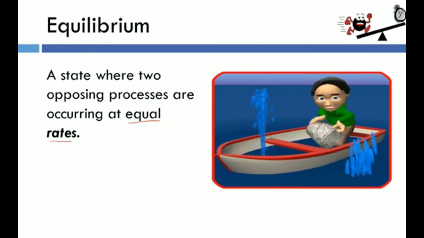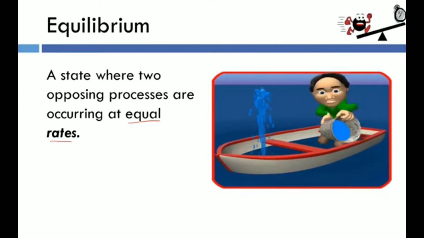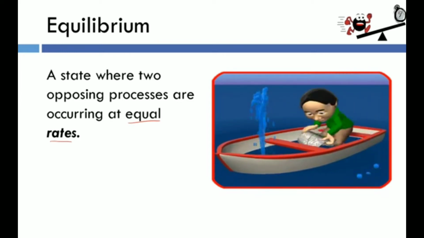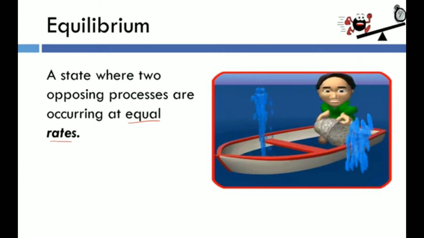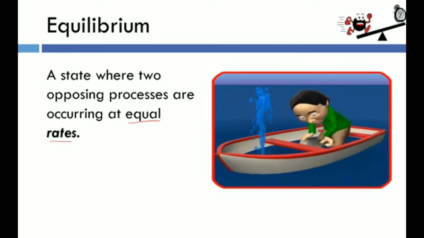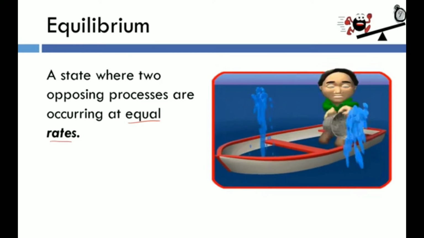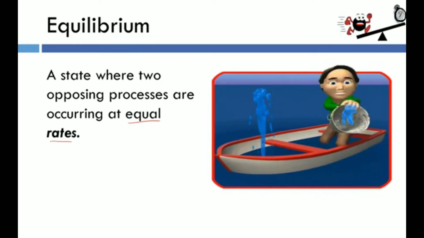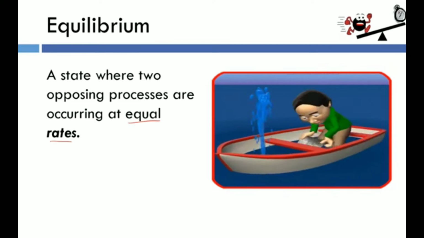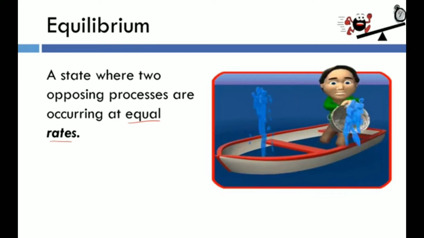So if you start to bail water out faster than it fills in the boat, then the water level would go down. Or if you bail water out at a rate slower than it fills, the water level would go up. But here we are at equilibrium because the rate of removing the water is the same as the rate of filling the water, so the amount of water is constant.